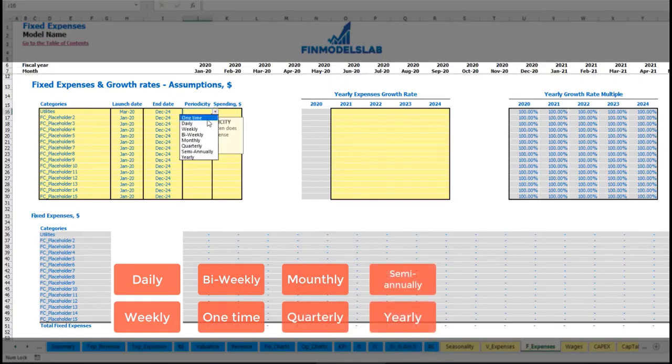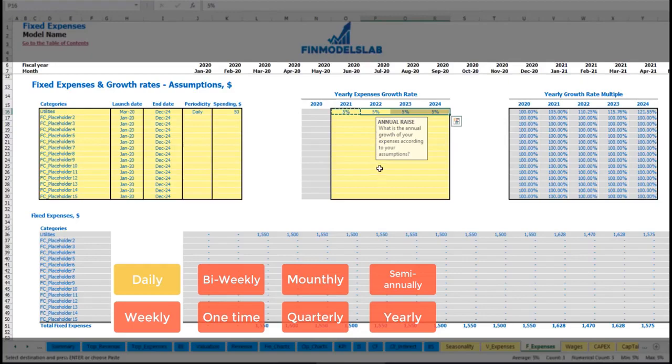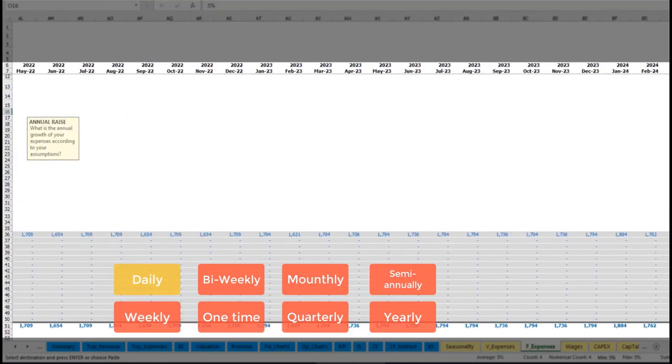Let's pretend periodicity will be daily with amount of $50 per day. So you may see these amounts in here. It is calculated based on count of days within this month. So obviously in March 20 you have 31 days. That's why you will have 1550. In April you have 30 days. This means this will be $1500. Also, you have ability to input some growth rate year over year. Once you input this growth rate, you will see that your utilities will grow year over year.